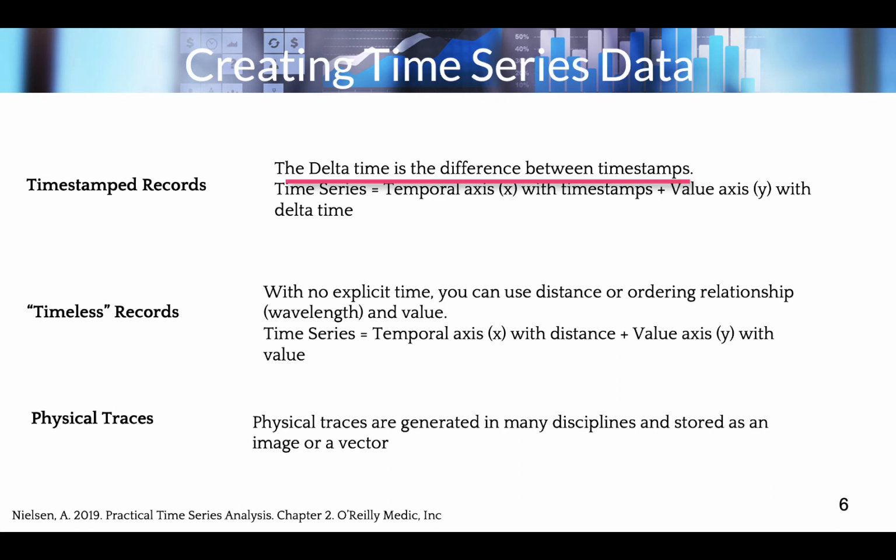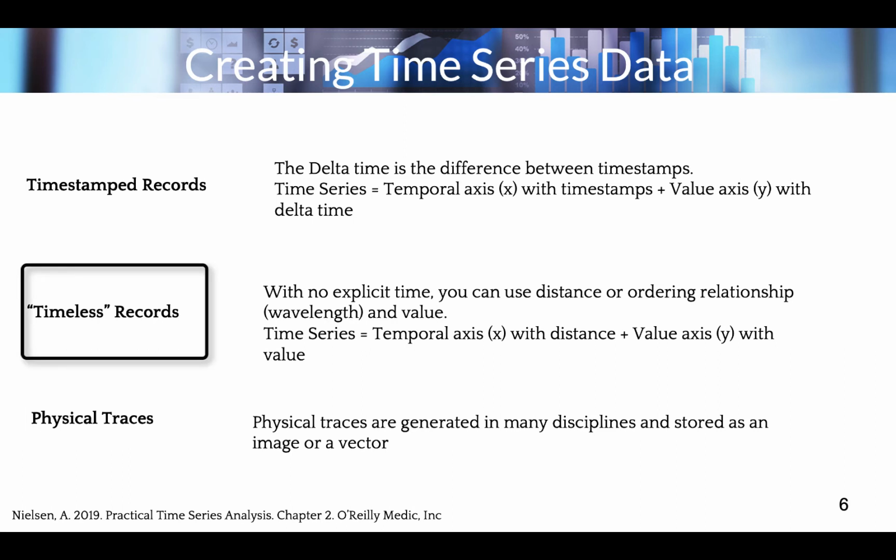You can model the delta time between timestamps so that the time series would consist of time on your temporal axis and the delta time on your value axis. And then you can even aggregate these delta times as mean or totals over larger periods.